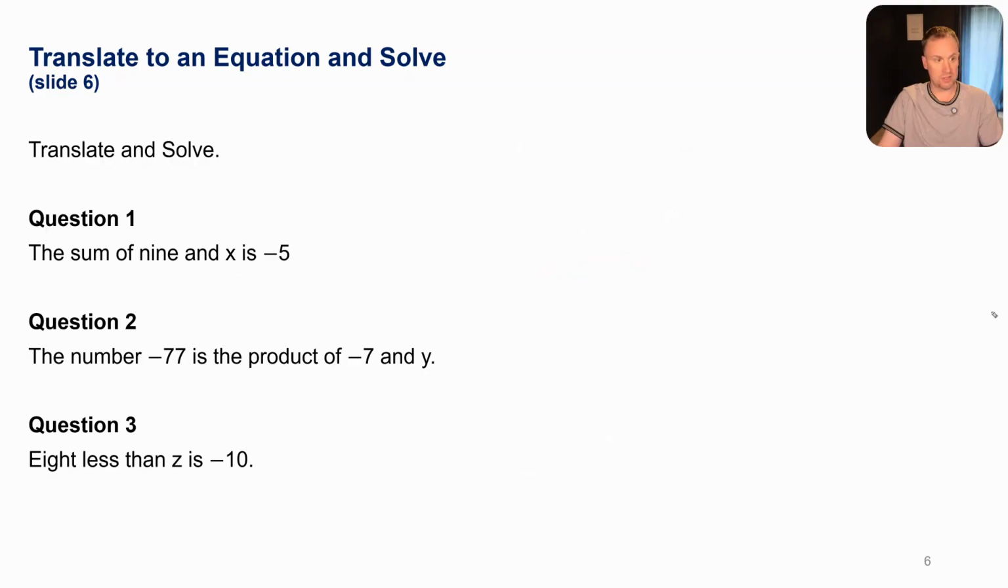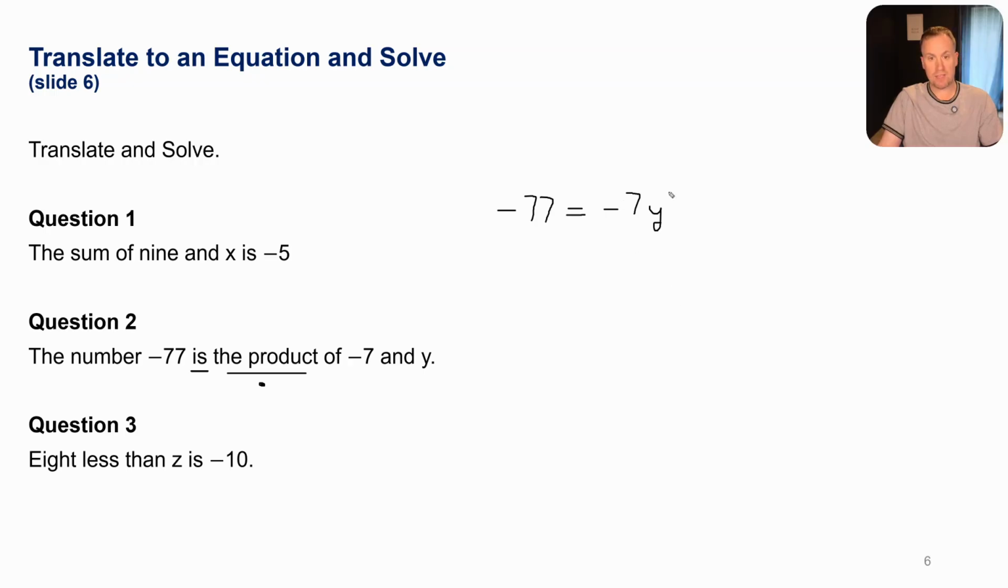Okay, let's look at question 2. Question 2 reads, the number -77 is, that's an equal sign, the product, that means multiplication, of -7 and y. So I'm multiplying -7 and the y against each other. So if I write this in order, we'd have -77 is equal sign, the product of -7 and y.